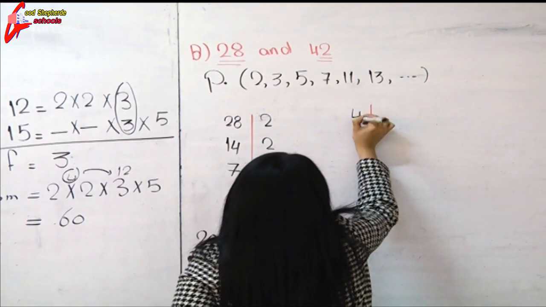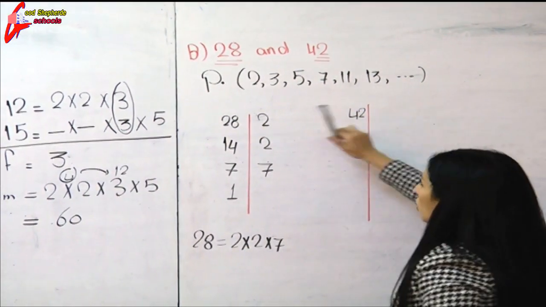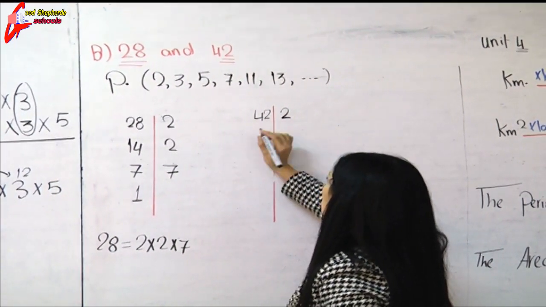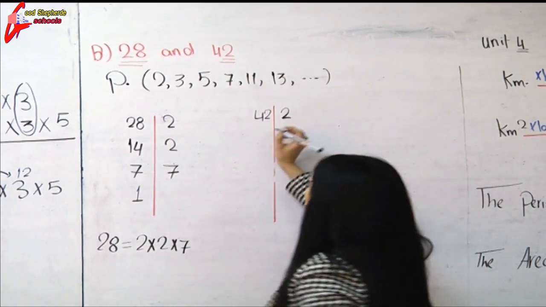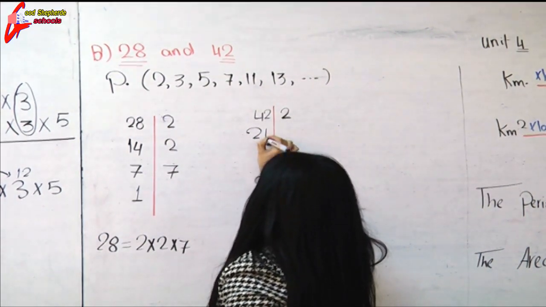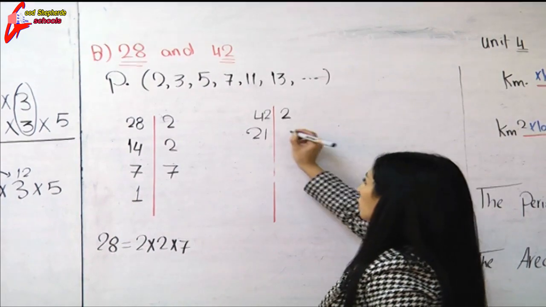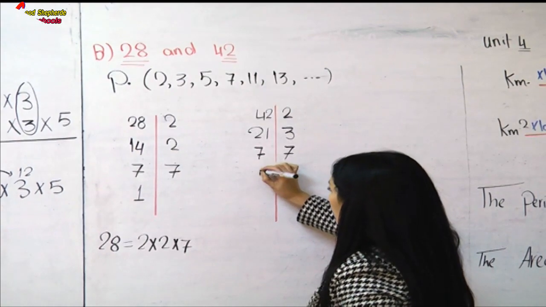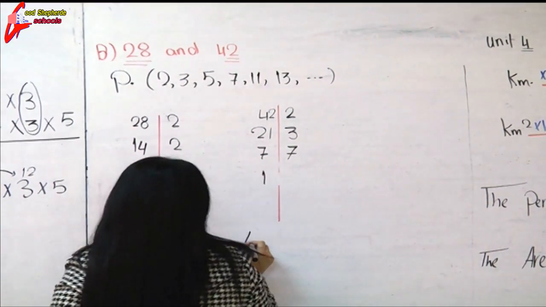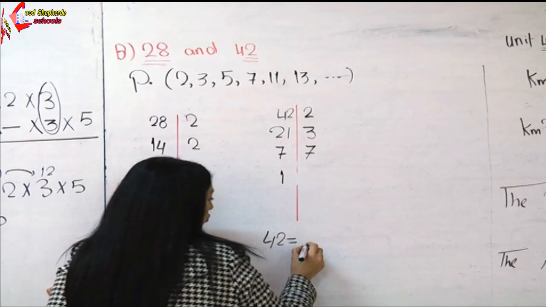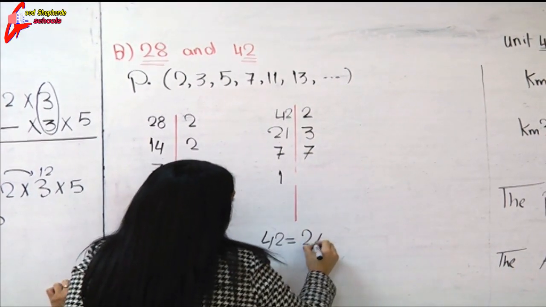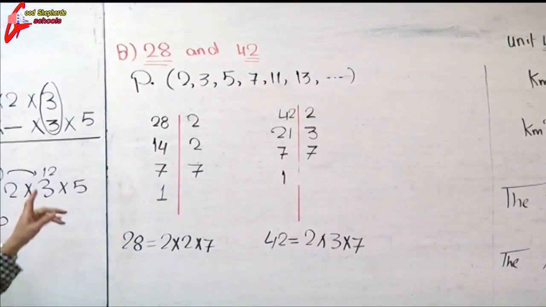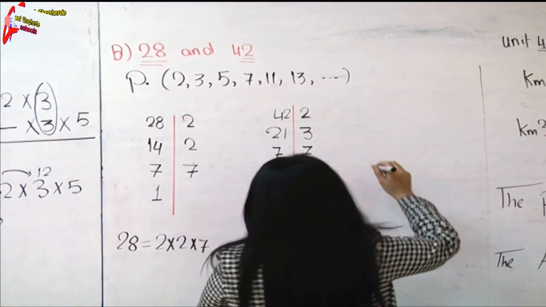42. Divisible by which prime number? 2. 42 divided by 2 gives 21. Divisible by which prime number? 3. It gives you 7. Divisible by which prime number? 7. It gives you 1. So the prime factors of 42 are 2 times 3 times 7. Second step, line up the two results under each other.